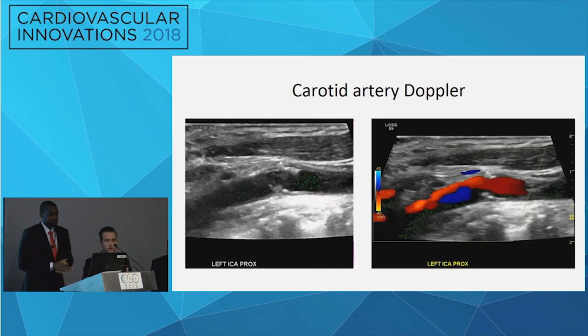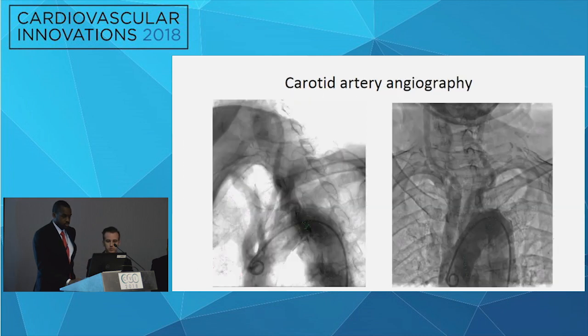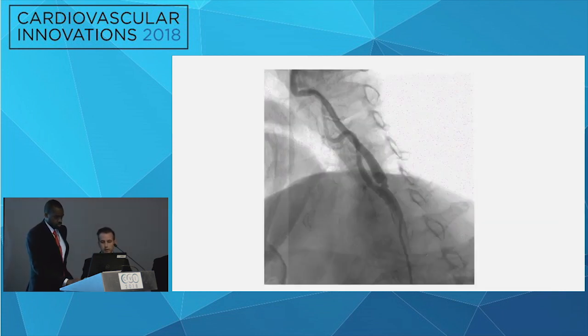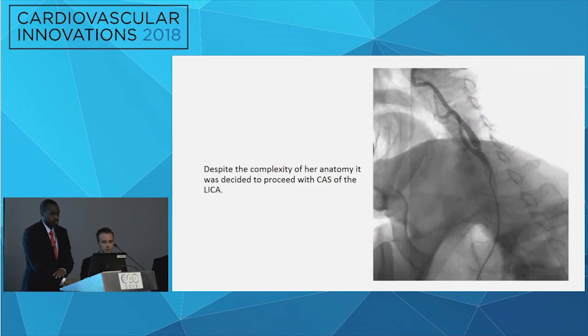The first thing that the interventionalist did in her workup was the carotid artery Doppler, and you can see the turbulent flow consistent with carotid artery stenosis. They then followed that up with an angiogram, and in the first part of the angiogram, you can appreciate the type 3 aortic arch. And here you can appreciate the lesion. Despite the complexity of her anatomy, it was decided nevertheless to proceed with carotid artery stenting.